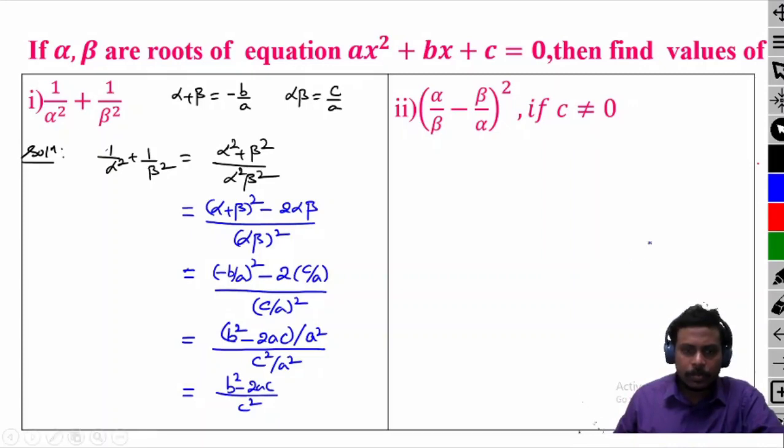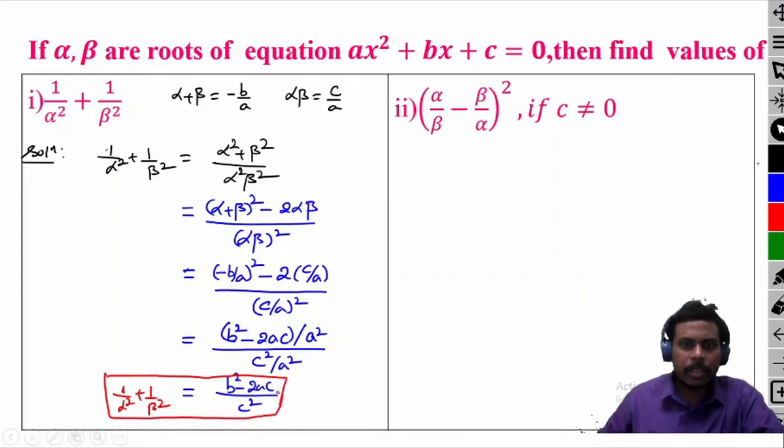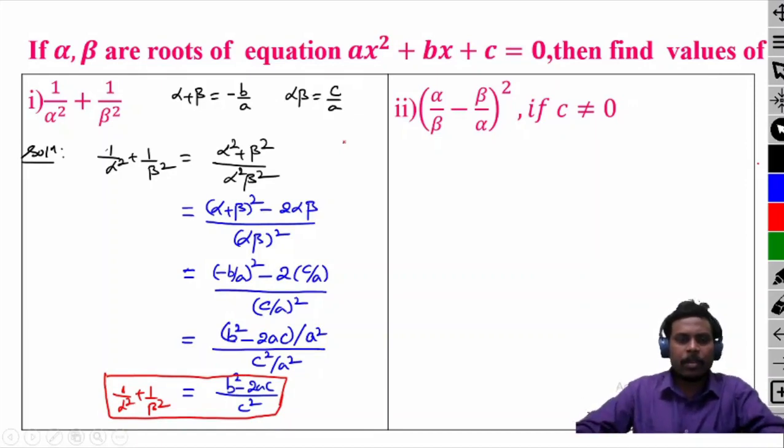So the final answer is 1 by alpha square plus 1 by beta square is equal to b square minus 2ac divided by c square. Now let us solve the next question.